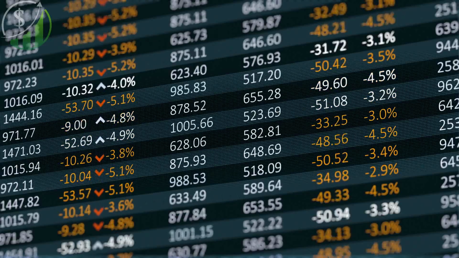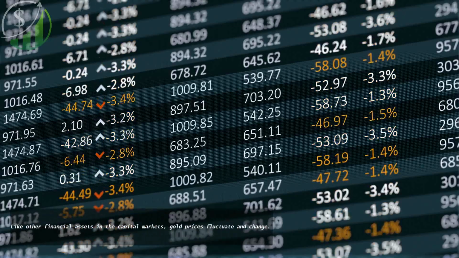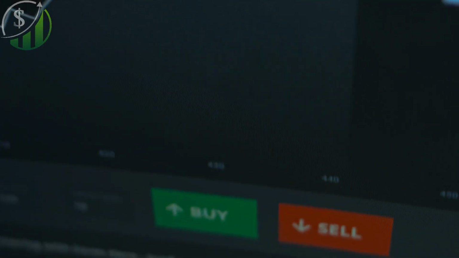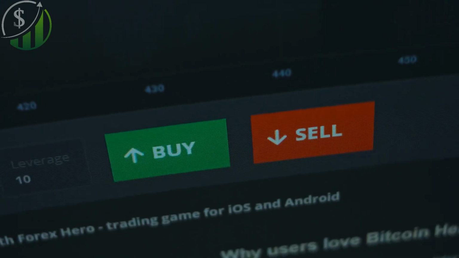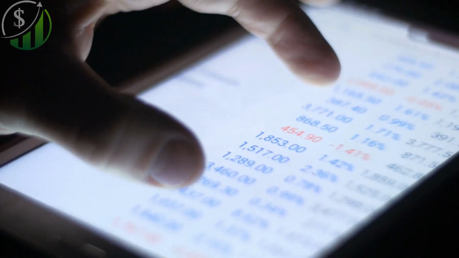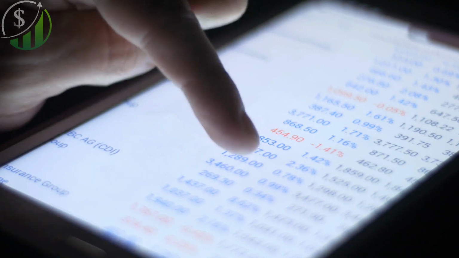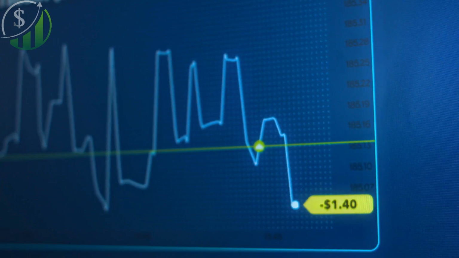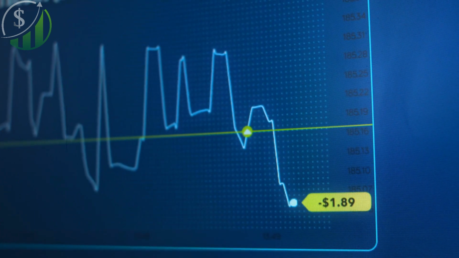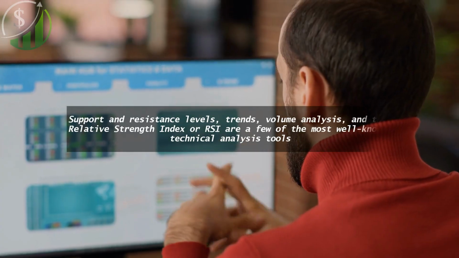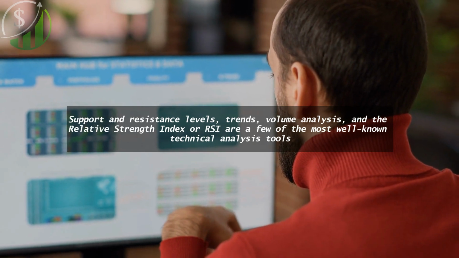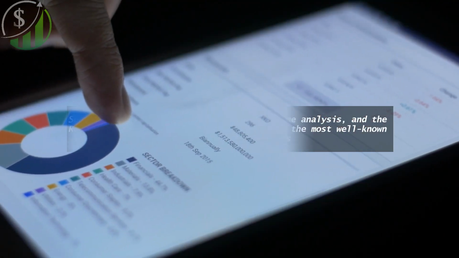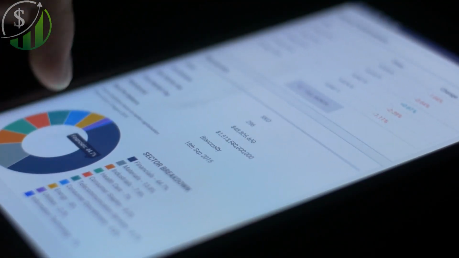Like other financial assets in the capital markets, gold prices fluctuate and change. You can evaluate if the price is going to change or stay in a range by utilizing a variety of methods. With such a strategy, you can examine how the price of an asset has changed and how this corresponds with the earlier price trends. Support and resistance levels, trends, volume analysis, and the Relative Strength Index or RSI are a few of the most well-known technical analysis tools that you can use for technical analyses.